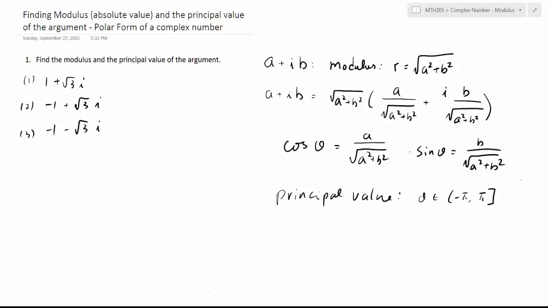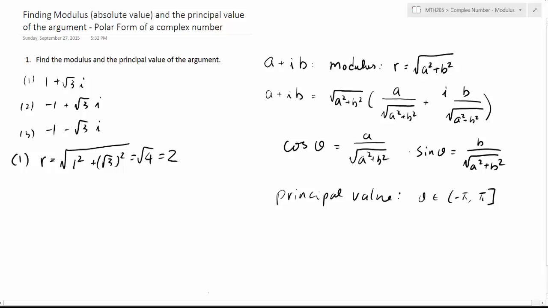Okay, let's look at the first one. And it's a pretty straightforward calculation for the r. So we have the square root of 1 squared plus root 3 squared. So we have root 4, and that's going to be 2. Okay. So if we rewrite this complex number, then we have the following.